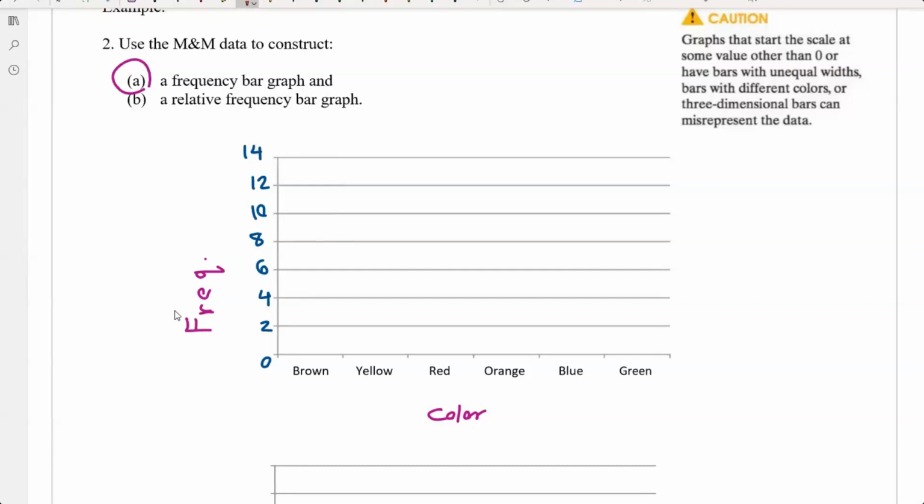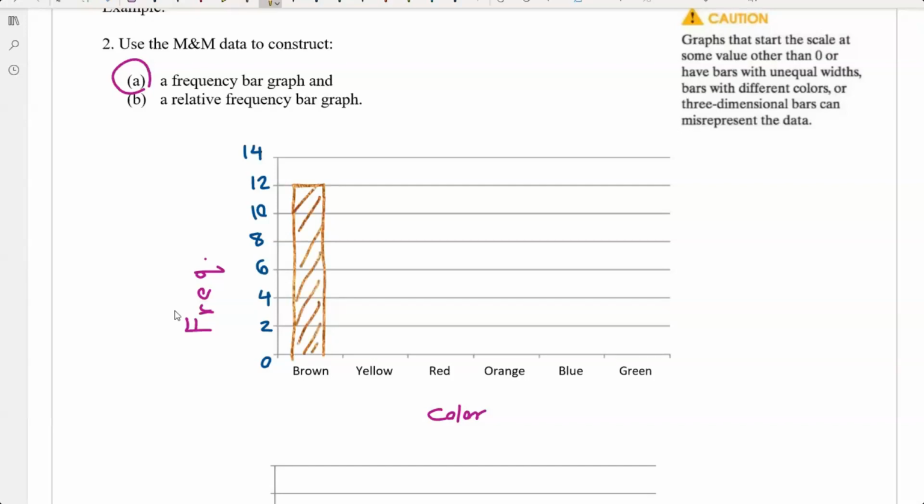Okay, so the first one is brown. For brown, the frequency is 12. So finding 12 here on the vertical axis. Now draw this rectangle. Okay, so that is brown, and here the frequency is 12.